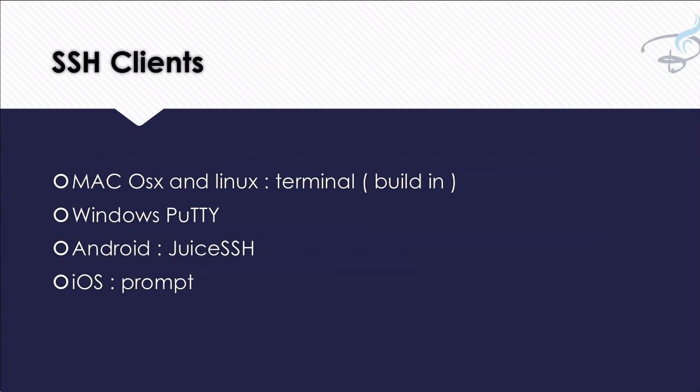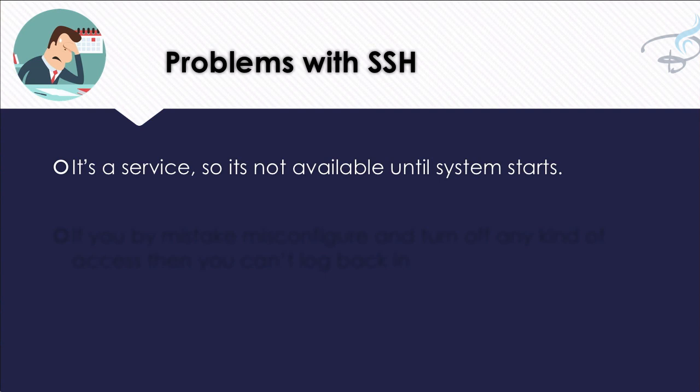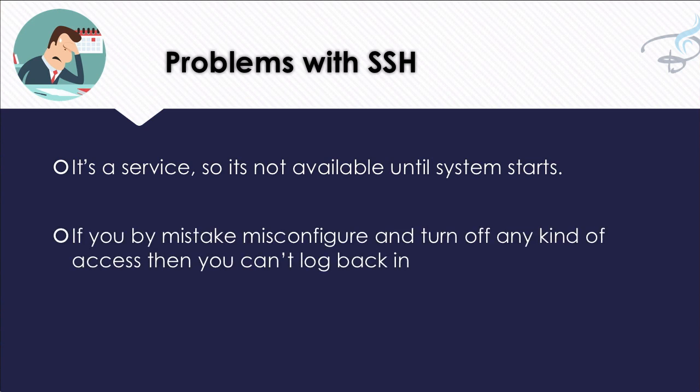But every great thing has some problems, and SSH key has them too, because it's a service, so it cannot be available until you start the system. So that's the great problem. And if you by mistake misconfigure or turn off any kind of access, then you can't log back in. One more problem is that if you forget or if you delete the private key by mistake, what is the purpose of sending the public key to anyone, because you cannot decrypt any data. So these are the things you have to keep in mind while using SSH key. But SSH key is a great help in passing data over the networks. And I think you have easily understood the SSH key and its working.